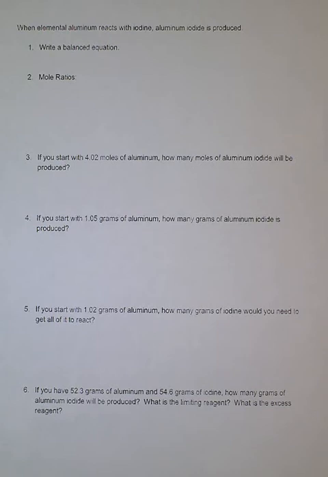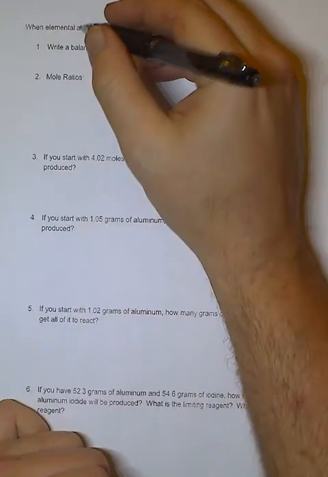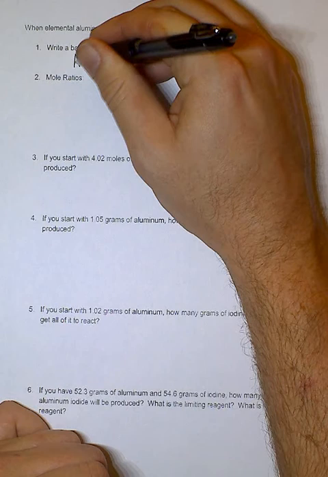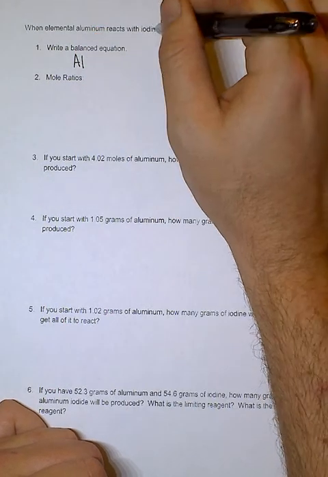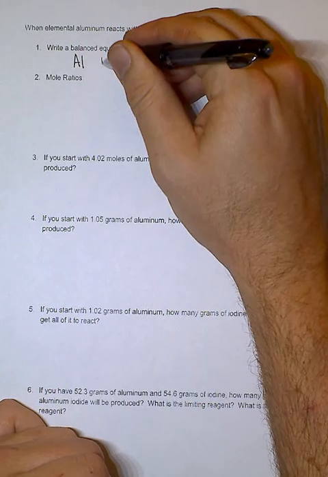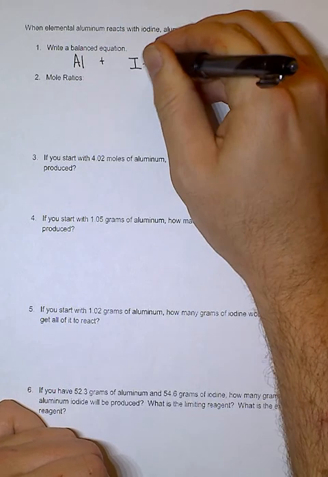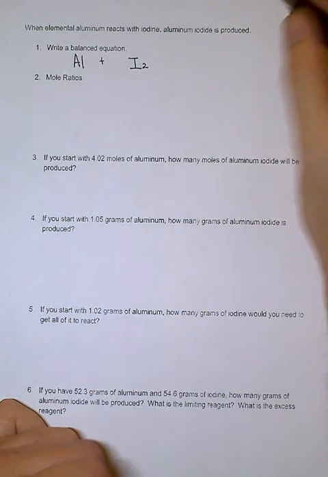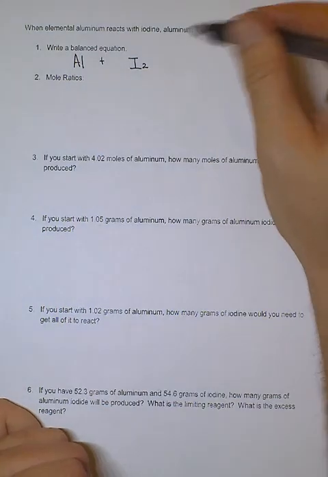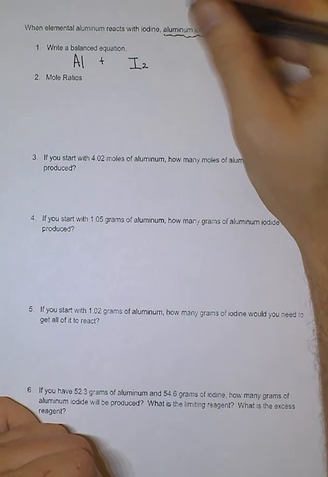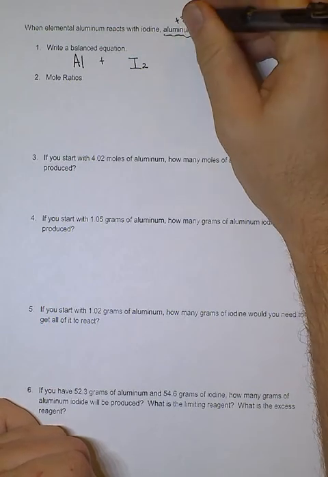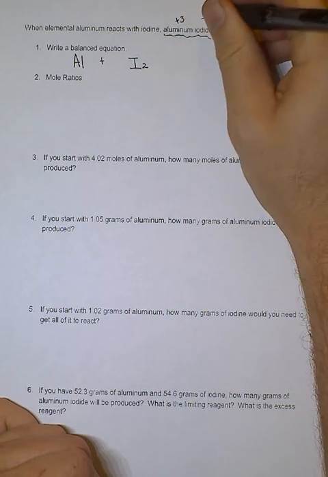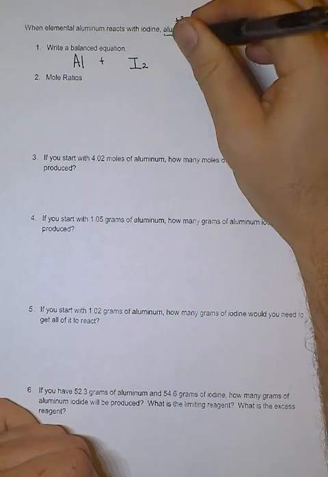Okay? So we have elemental aluminum, which is just aluminum. And we know the symbol for that is Al. We're going to add it with iodine. Now this is one of our diatomics, so something's by itself, plus I2. And now we're going to make aluminum iodide because this is a compound. Okay, we have to crisscross. We know our charge of aluminum is +3, iodine is -1. Crisscross, 1 aluminum, 3 iodides.